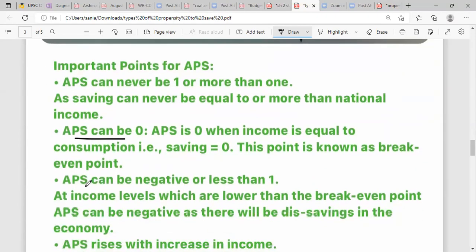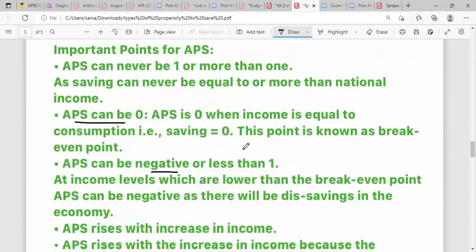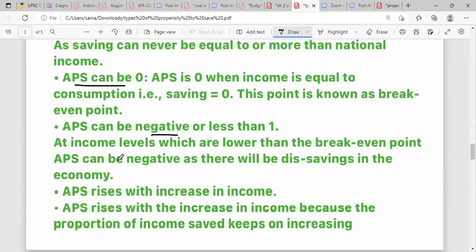Next, your APS can be negative or less than 1. You can see it is negative here and it is less than 1 here. Right? So your APS can be negative when your income is lower, like before the break-even point.